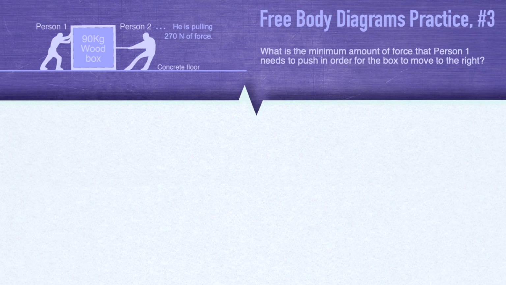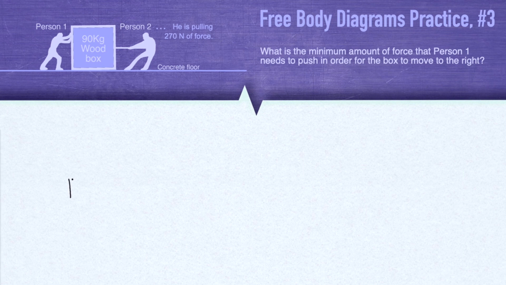Here's question number 3. What is the minimum amount of force that person 1 needs to push in order for the box to move to the right? So you see in the picture, there's person 1 who's trying to push the box in the same direction that person 2 is trying to pull the box. So person 1 and person 2 are working together to pull the 90 kilogram wooden box across a concrete floor.